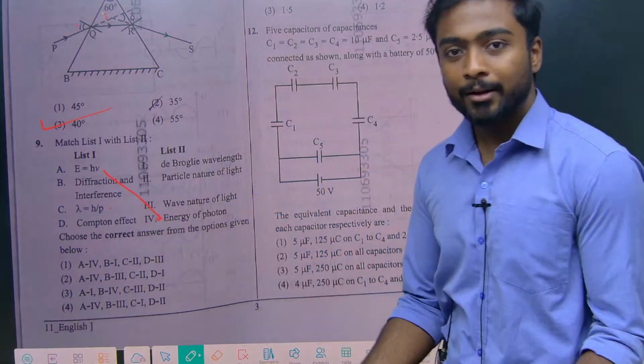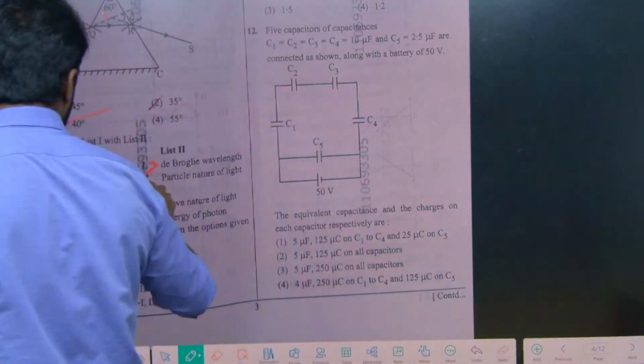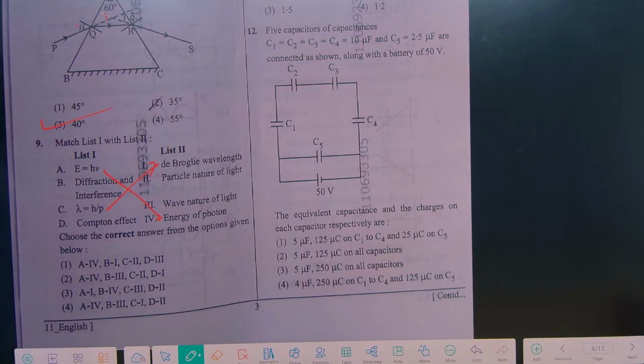Lambda అంటే ఏంటి? Wavelength. ఏం wavelength మనం మాట్లాడుతున్నాం, de Broglie wavelength. Okay, then which one?